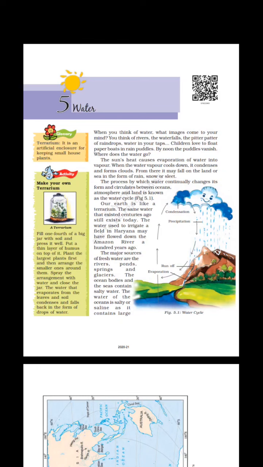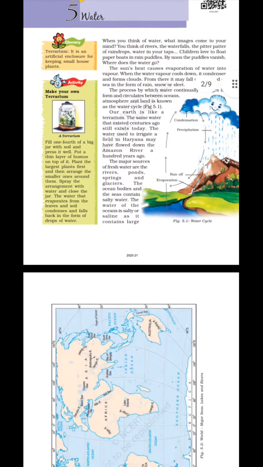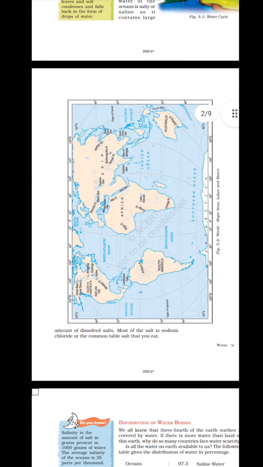The major sources of fresh water are the rivers, ponds, springs, and glaciers. The ocean bodies and the seas contain salty water. The water of the oceans is salty or saline as it contains a large amount of dissolved salts. Most of the salt is sodium chloride, or the common table salt that you eat. Take a look at figure 5.2, world major seas, lakes and rivers.